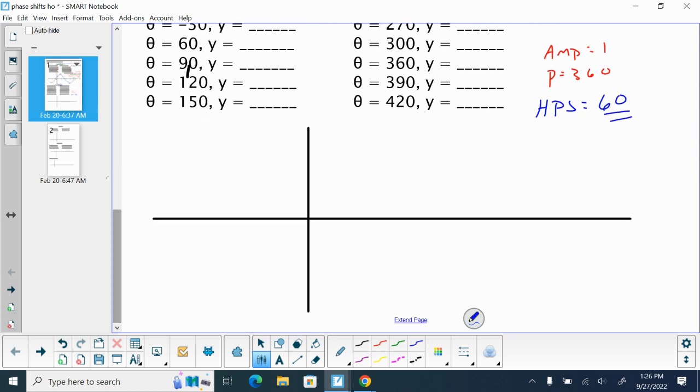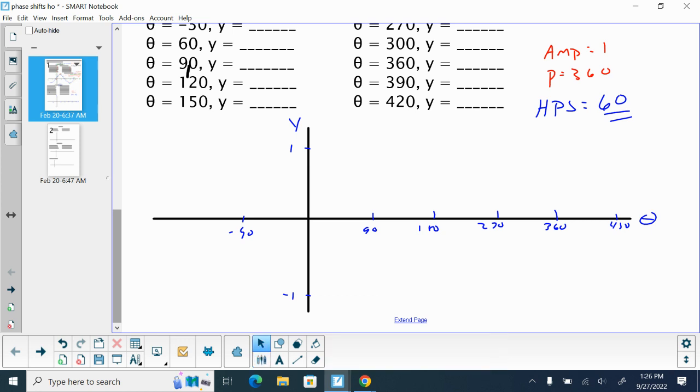So if we take a look at our theta axis again, and our y-axis, if we get this set up, we have 1 and negative 1 on the y-axis. I'm going to count out by 90s again: 90, 180, 270, 360, and 450. And I'm going to divvy these up into thirds again.